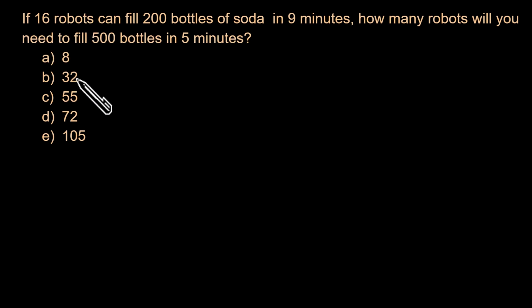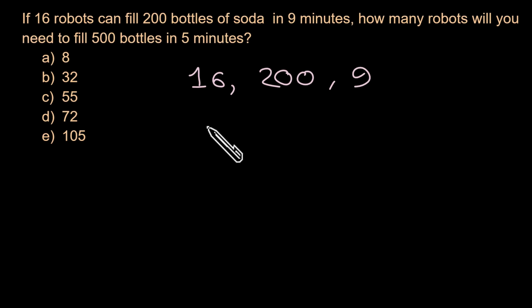First, let's make a list of all the numbers that are given here. 16 robots, 200 bottles, 9 minutes. Then we have, we don't know how many robots, 500 bottles, and 5 minutes. Okay, if you don't know how to solve this problem, you at least know that these numbers are going to multiply or divide to give you the final answer.